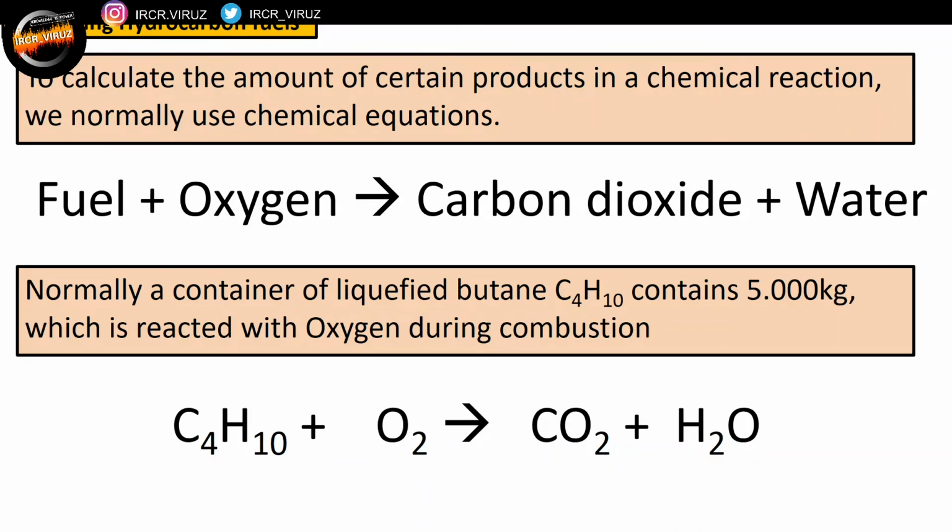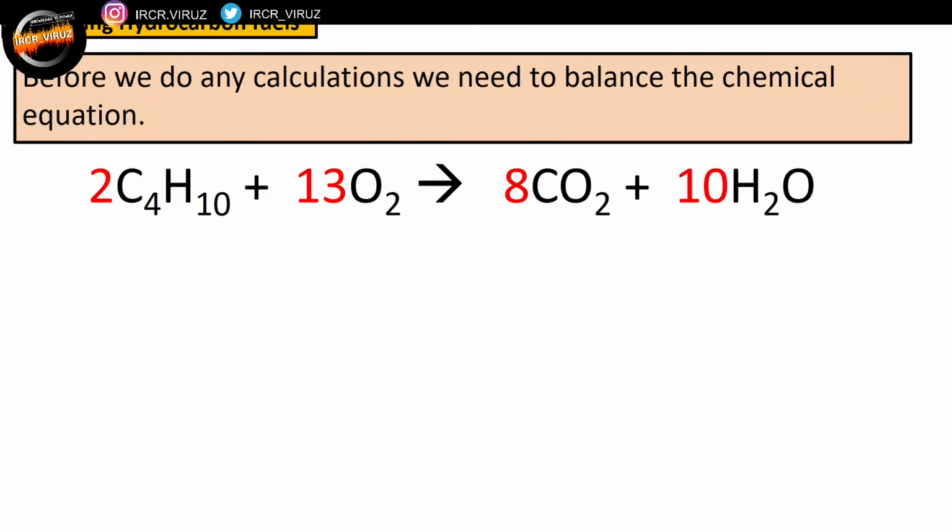Right, so it says normally a container of liquefied butane, C4H10, contains 5 kilograms, which is reacted with oxygen during combustion. So when you go camping, you have a canister with fuel that's butane gas. It can contain a certain amount of kilograms, and then you burn it, you react it with oxygen, to produce water and carbon dioxide. Now, before we can do any calculation, we need a balanced chemical equation. So what we got here is a balanced chemical equation, but how do we get there?